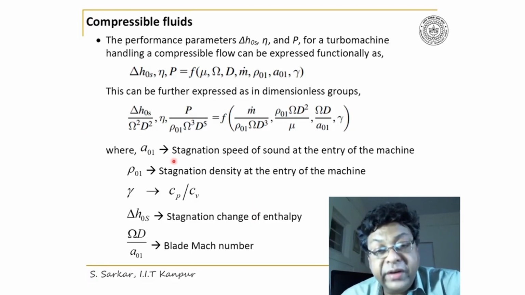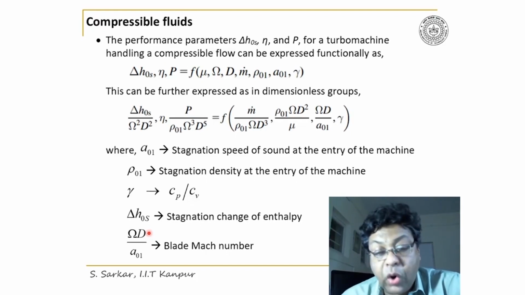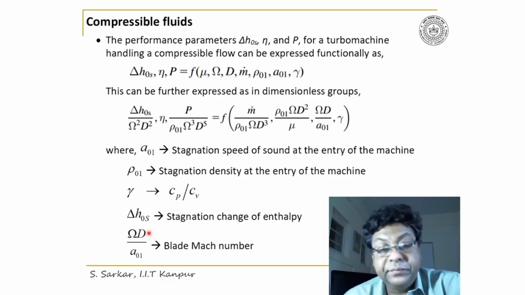Similarly, A01 is the stagnation speed of sound at the entry of the machine, and gamma is equal to Cp by Cv. Del H0s is the stagnation change of enthalpy across the machine. For a compressor, it will be stagnation enthalpy rise. For a turbine, it will be stagnation enthalpy drop.